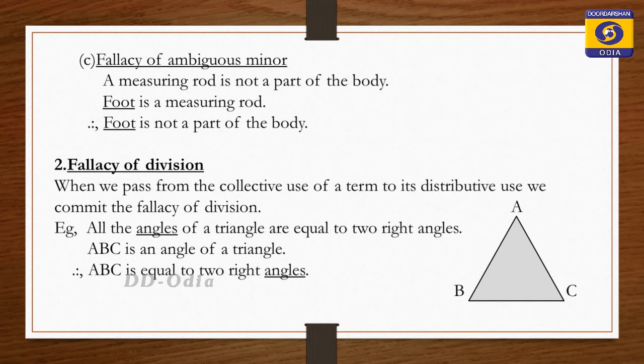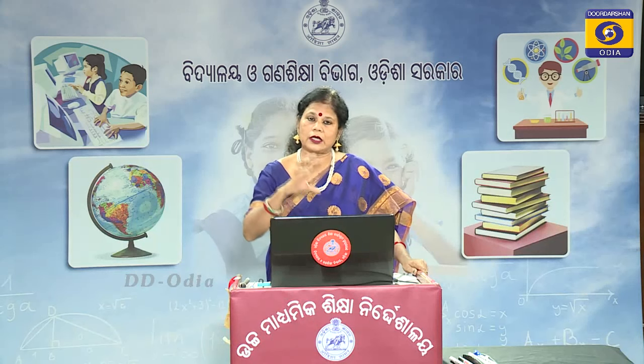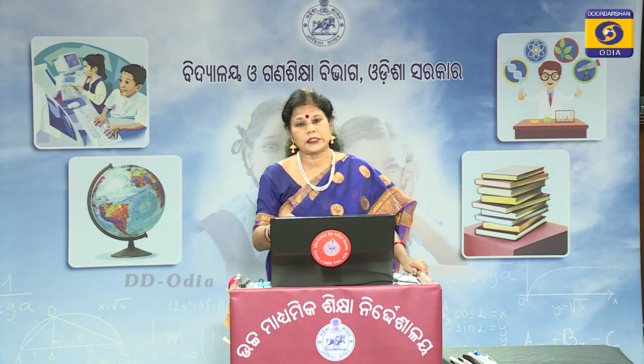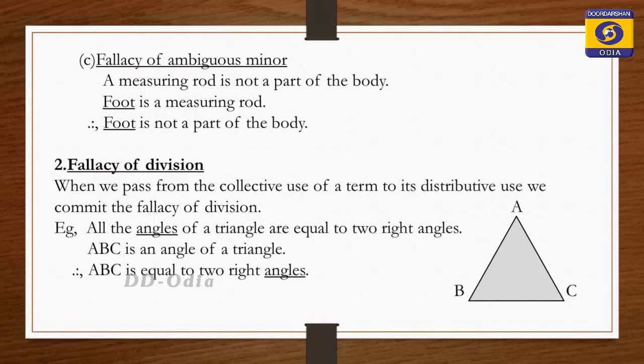इसलिए angles को हम collectively use कर रहे हैं. That means angles means collection of angles. Here we mean all these three angles. When all these three angles are combined together, we get 180 degree. So, A angle, B angle, C angle collectively make 180 degree.